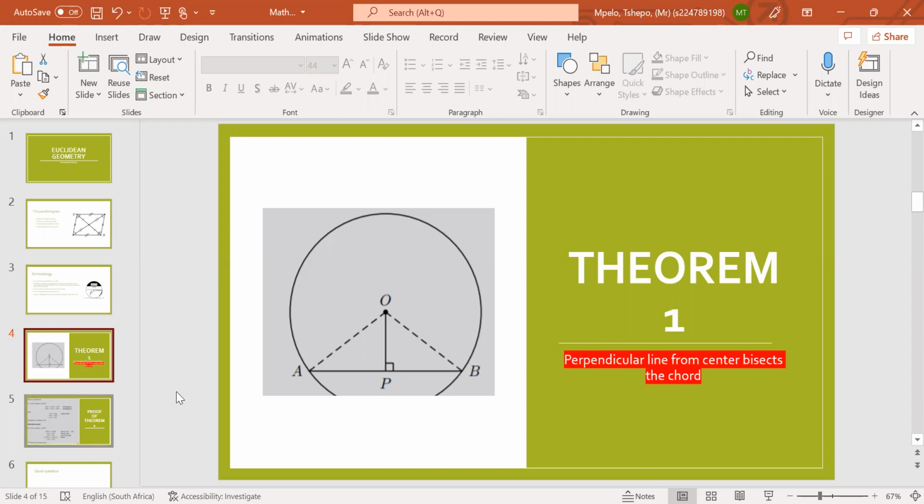Now, the second thing that we do: now that we have two triangles, we check what it is that we are given. The thing that we are given on our drawing is that angle OPB is equal to 90 degrees. Now that angle OPB is equal to 90 degrees, it mathematically makes sense for us to say, therefore, OPA is also equal to 90 degrees.